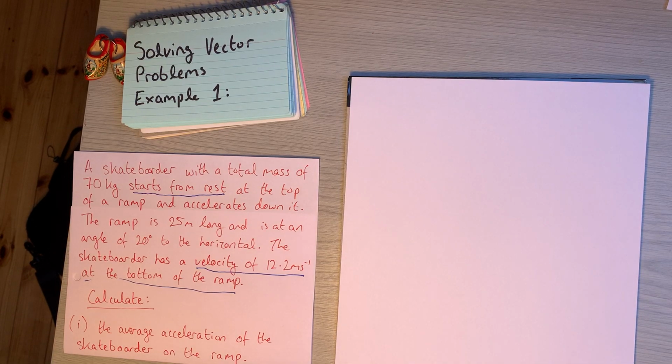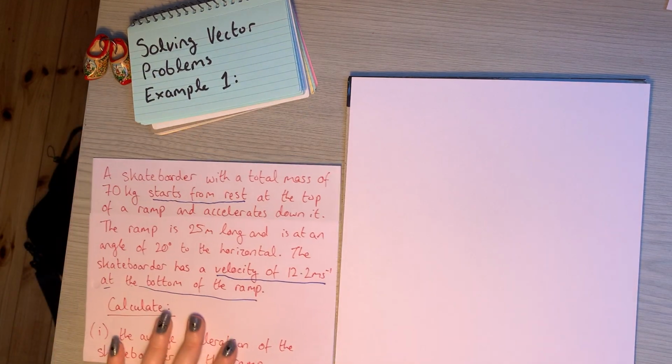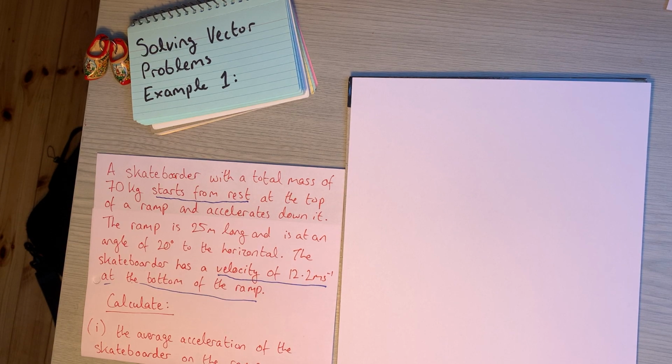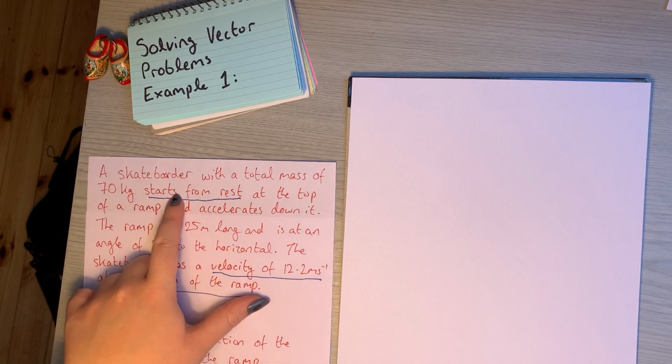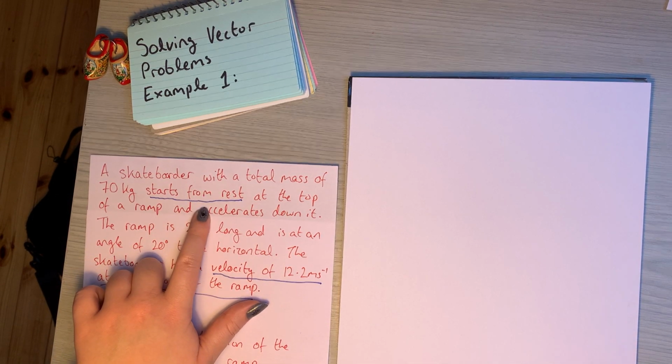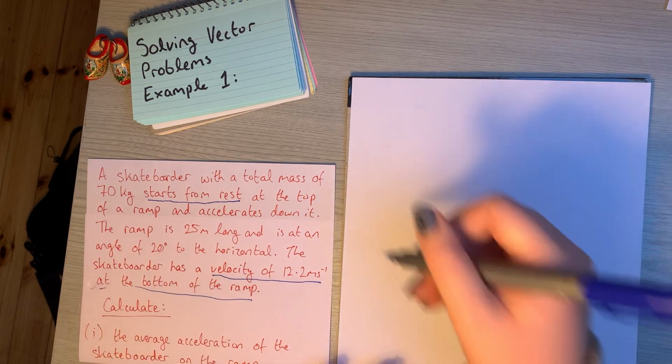All right, so I thought we'd have a look at solving vector problems, or an example of it, one that involves force, mass, acceleration, and linear motion, and obviously resolving vectors. So in this one, we're told that a skateboarder has a total mass of 70 kilograms, and he starts from rest at the top of a ramp and accelerates down it.